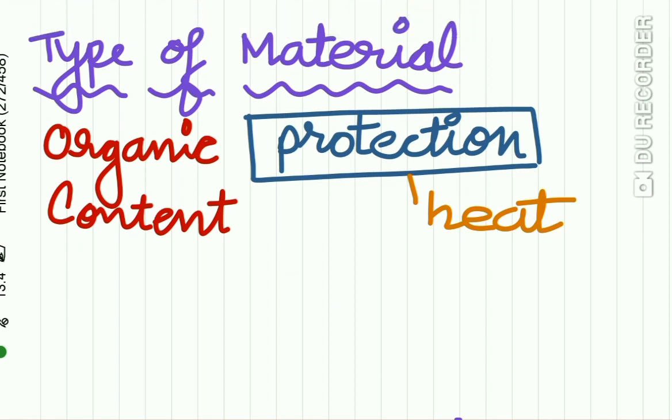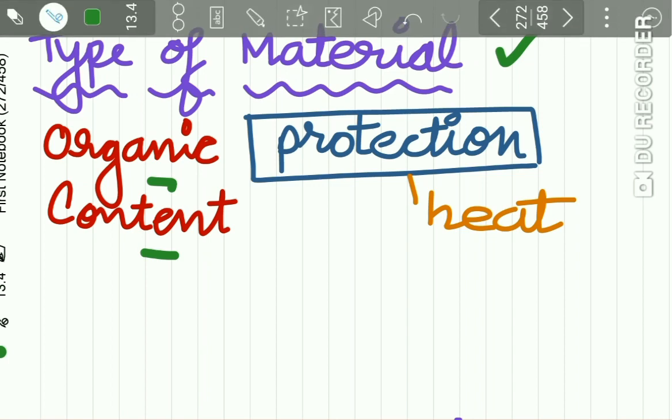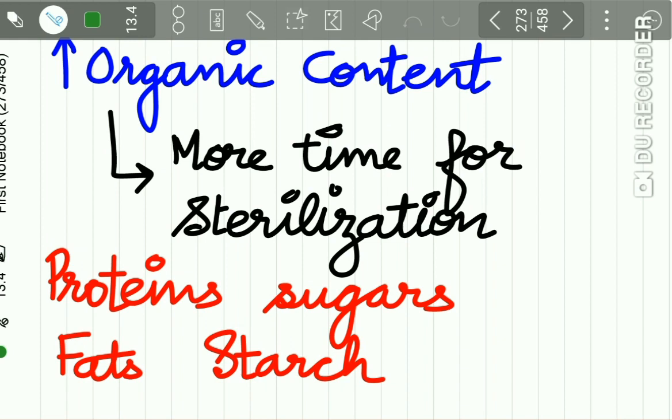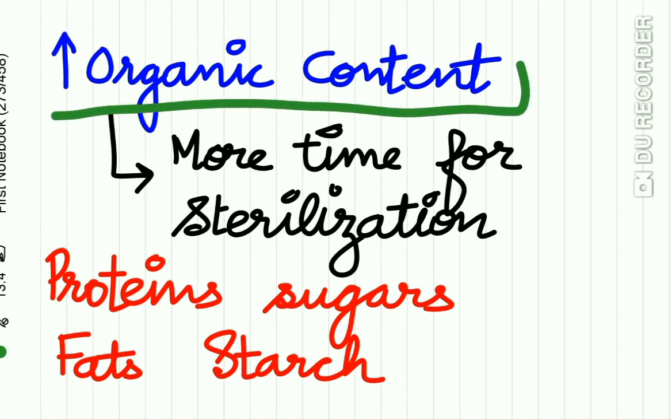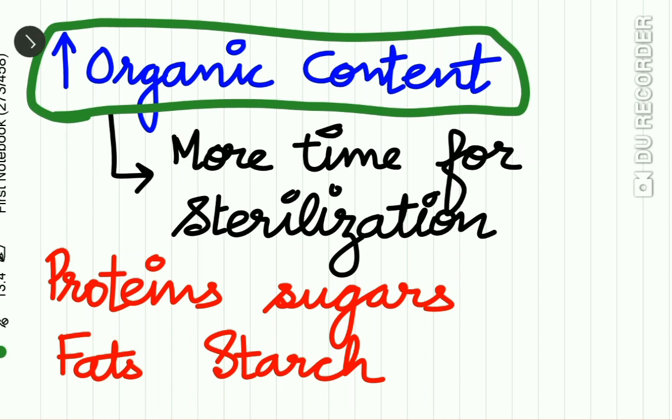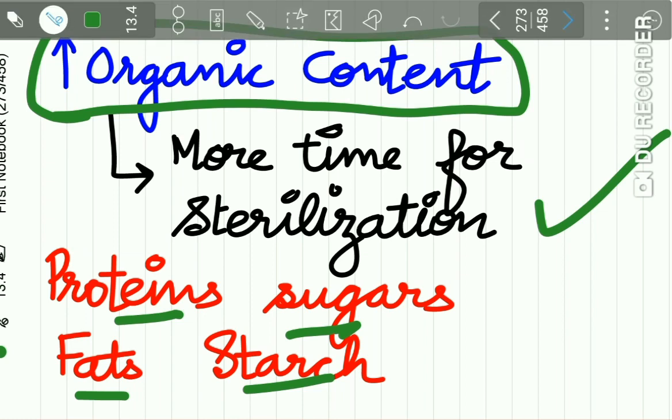Then the fourth factor influencing heat sterilization is the type of material. A high content of organic substance tends to protect the vegetative forms. If the organic substance is present in high quantity, then there is protection of the vegetative forms from the heat. So if the organic content of the material to be sterilized is more, more time is needed for sterilization. Examples of this organic content are proteins, sugars, fats and starches.